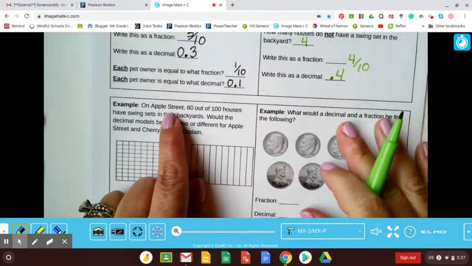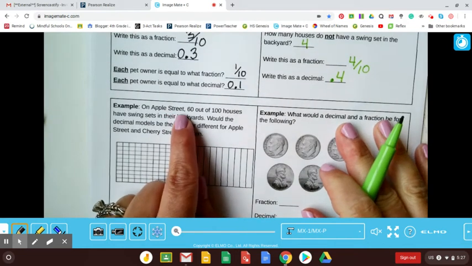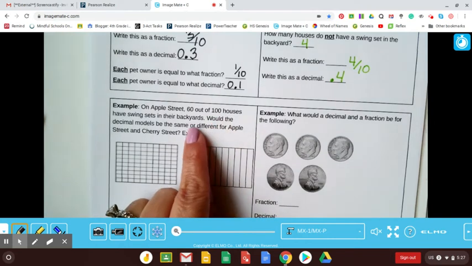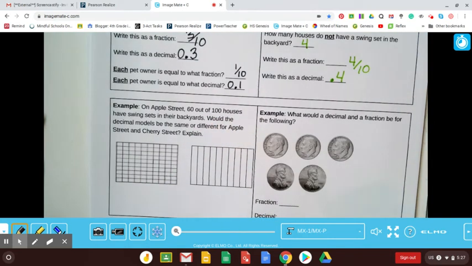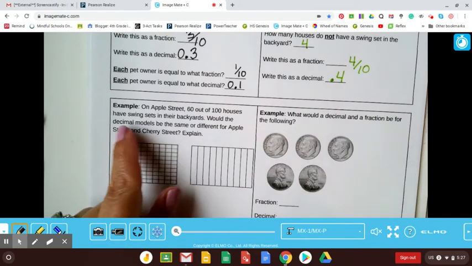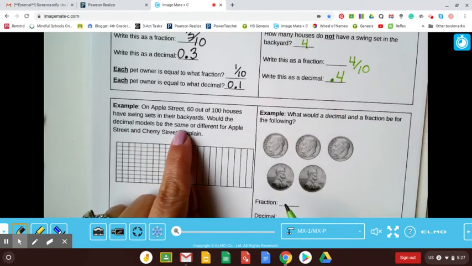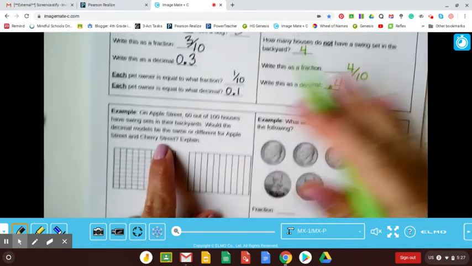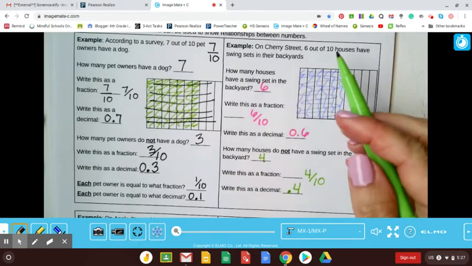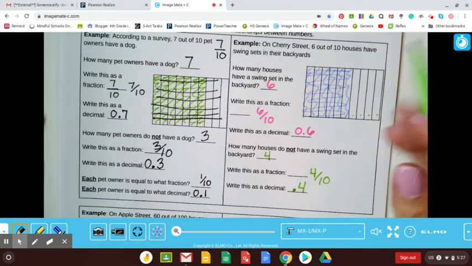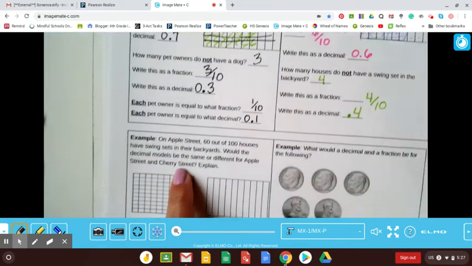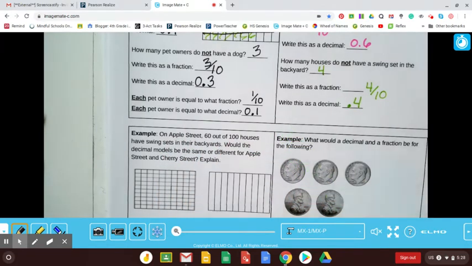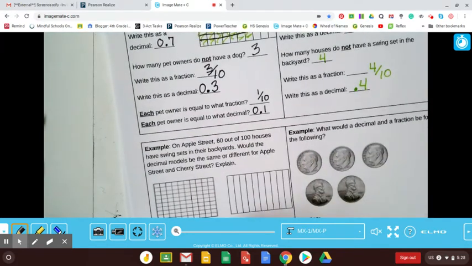These are nice names of streets, don't you think? On Apple Street, 60 out of 100 houses have swing sets in their backyards. Wow, 60 out of 100. Would the decimal models be the same or different for Apple Street and Cherry Street? Remember, Cherry Street was up here where we had 6 out of 10 houses, and Apple Street is 60 out of 100 houses. So let's think about that.